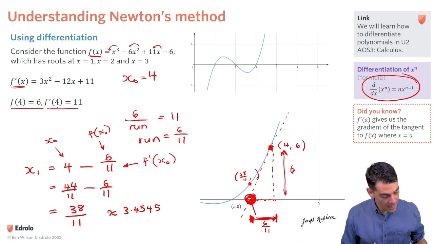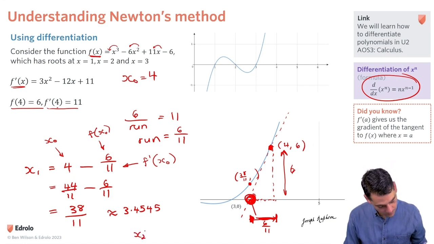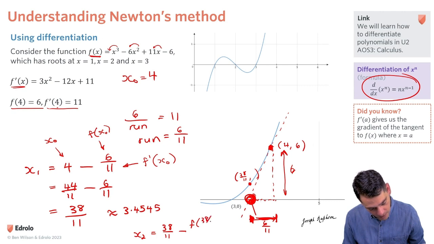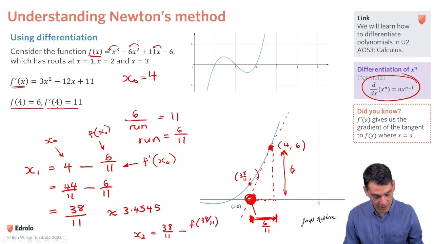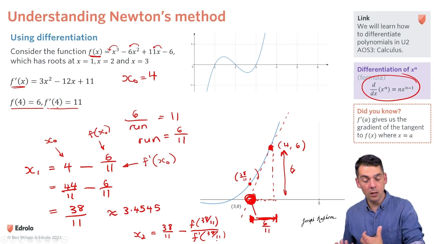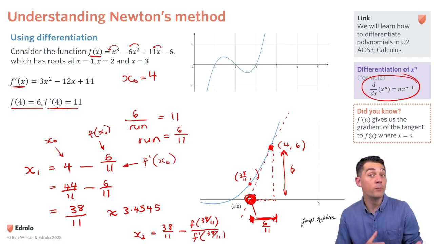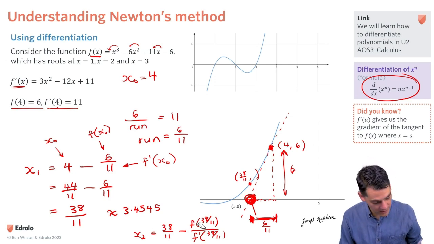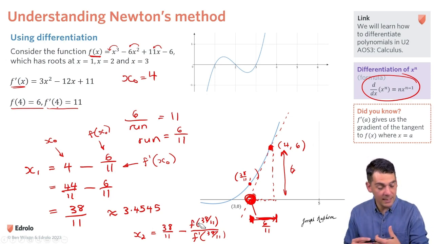To get x2, it would be 3.4, actually, let's use 38 on 11, let's be exact. It'd be 38 on 11 minus f of 38 on 11, so the y coordinate at 38 on 11 divided by the gradient at 38 on 11. And what we've stumbled along here is the actual formula, which we will get to in the next section. But what I wanted you to see here is where that second guess has come from.